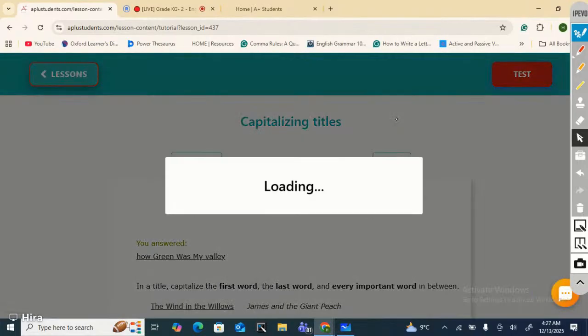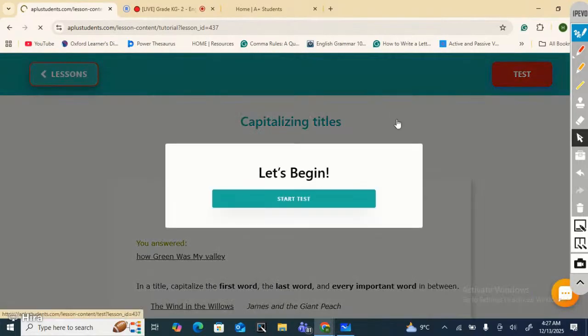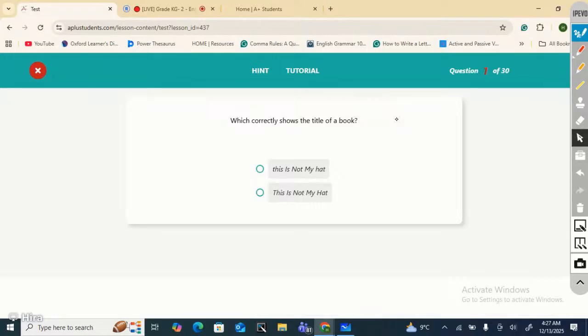Let's begin the test. Which correctly shows the title of a book? This is not my hat, or This Is Not My Hat. Option 1, Option 2. Well, you know it. Option 1 is not correct because the first word is not capitalized, and we capitalize the first word. So obviously, the second option is the correct one.